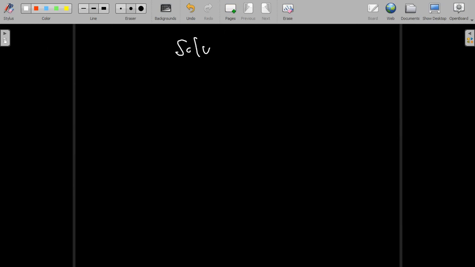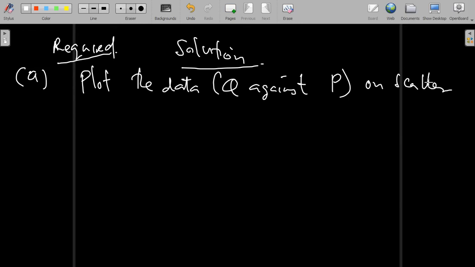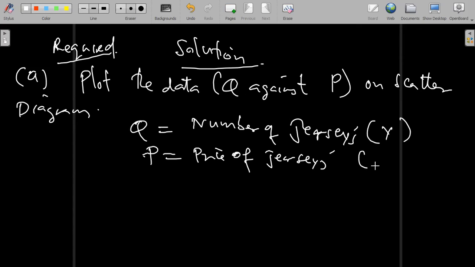So let's go to the solution. Now remember, in part A, we are required to plot the data Q, that is the number of joules, against the price of joules on a scatter diagram. So Q is where I represent the number of joules, as I told you. P is the price of joules. Q will represent the y-axis, and P will represent the x-axis.